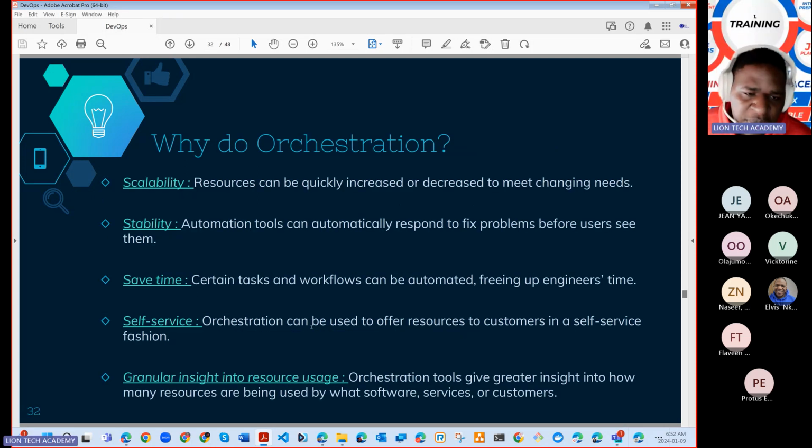So, of course, these are some of the advantages of orchestration: stability, scalability, save time, save service, and granular insight into resource usage. Scalability, okay? The fact that we can build our systems to respond to certain activities. We need an orchestra to perform or to respond.